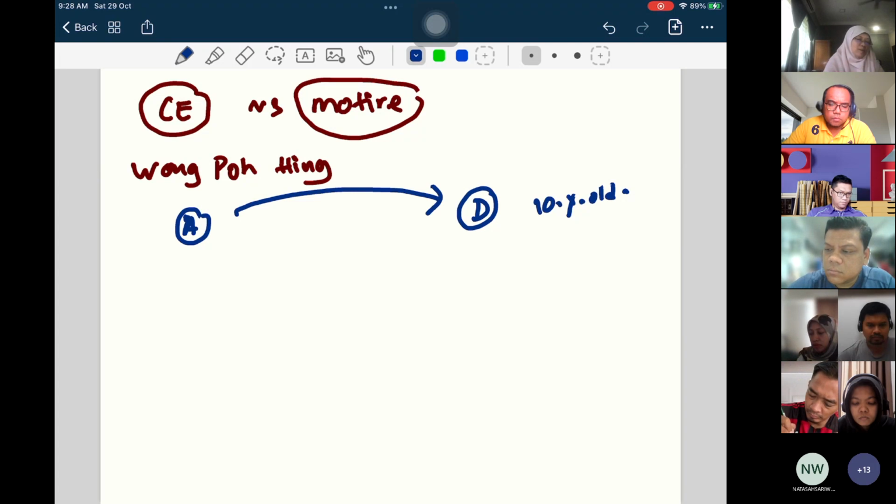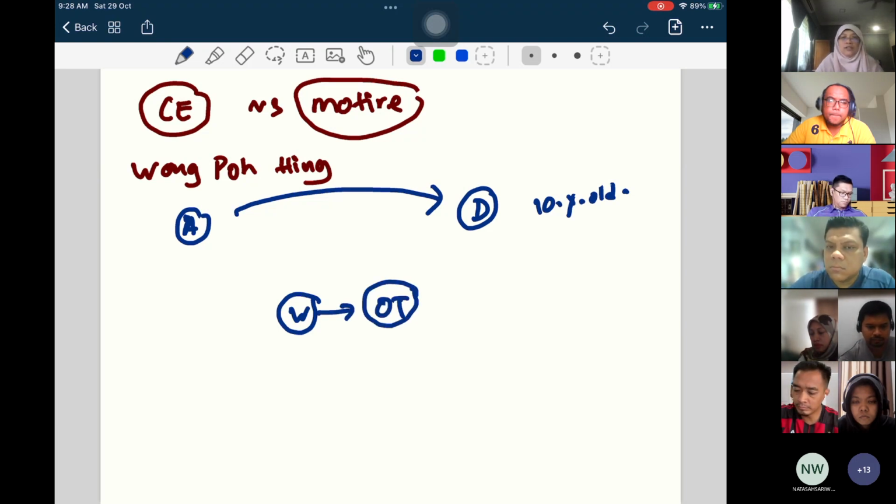Okay. Accused person ni dia ada wife. Dia orang duduk dekat rumah panjang. So, they stay in a rumah panjang. So, what happened was that the wife got to know that the accused person is assaulting his own daughter. So, the wife here complain, beritahu dekat orang tua. So, orang tua adalah orang ketua dekat rumah panjang tersebut. So, what happened was that this orang tua call A, panggil A tu.